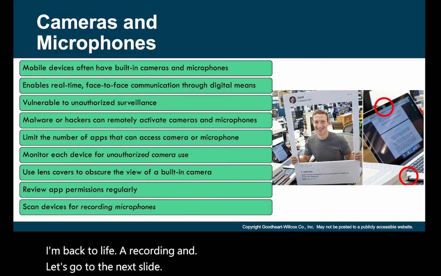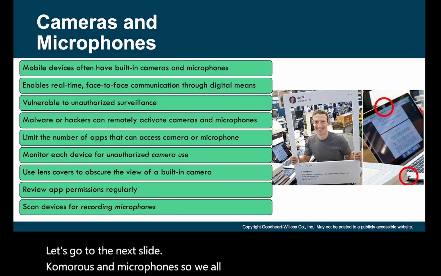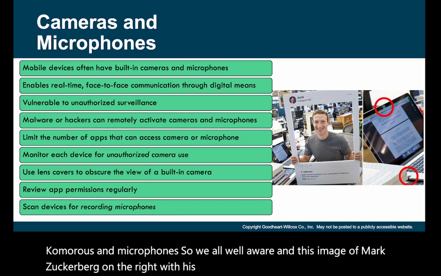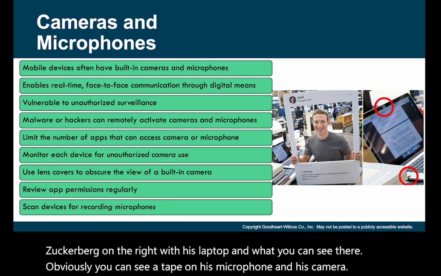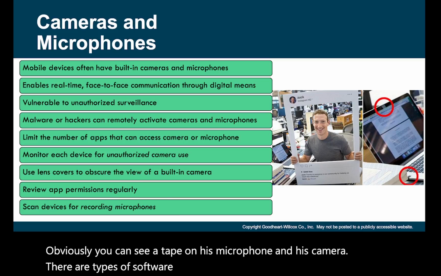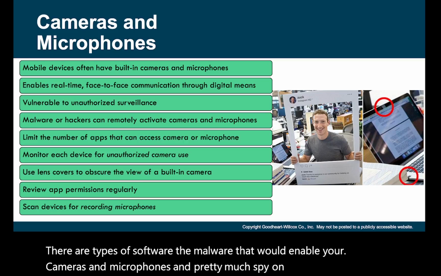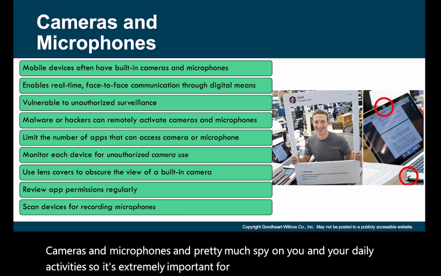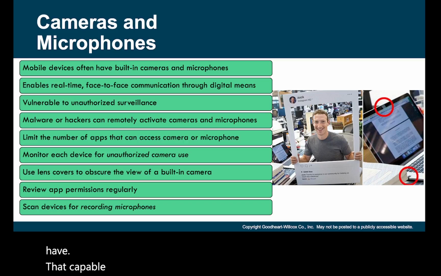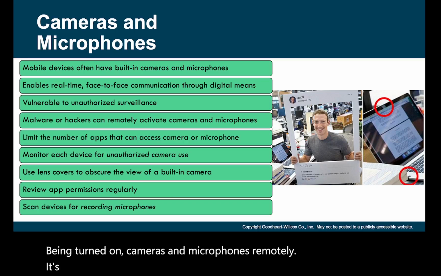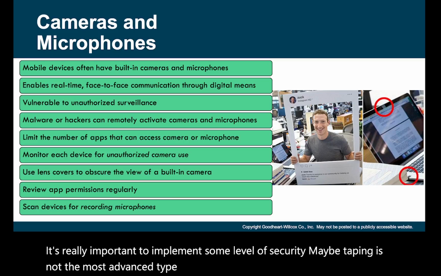Cameras and microphones. We are all well aware of this image of Mark Zuckerberg on the right with his laptop, and what you can see there. Obviously, you can see a tape on his microphone and his camera. There is malware that would enable your cameras and your microphones and pretty much spy on you and your daily activities. So it's extremely important to remember that if you have a device capable of having its cameras and microphones turned on remotely, it's really important to implement some level of security. Maybe taping is not the most advanced type of protection, but it works.